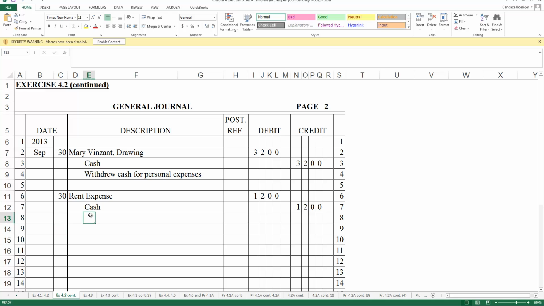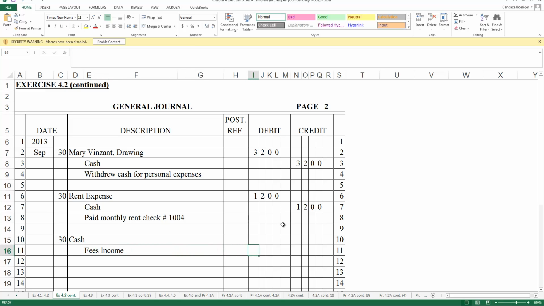And a description would be paid monthly rent, check number 1004. Next one, still on the 30th, perform services for $2,250 in cash, meaning our revenue, our income is going to go up. So our cash is going to go up, so we debit it, and we credit fees income.